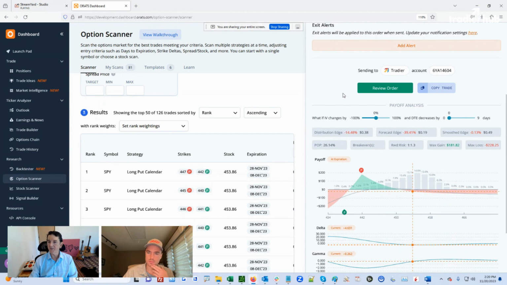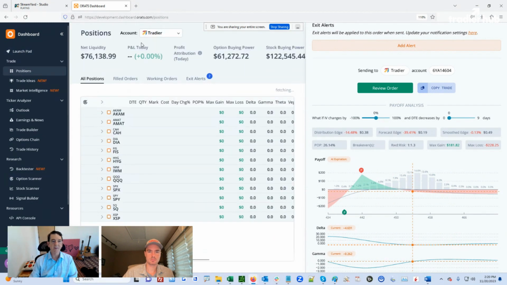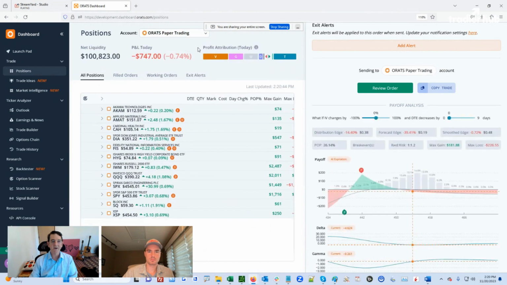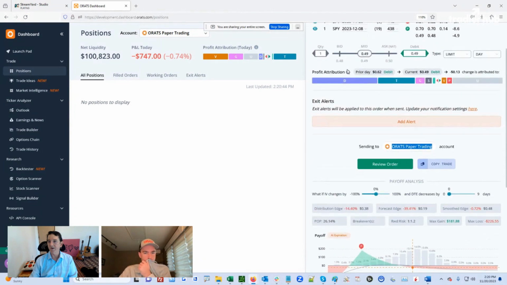So this trade looks pretty good to me. I could send it to my Tradier account, but I don't want to front run. So I'm going to go to our paper trading. So there's our paper trading here. Now you can see it switched to our paper trading account. I'm just going to pay the offer. It's only one cent more.